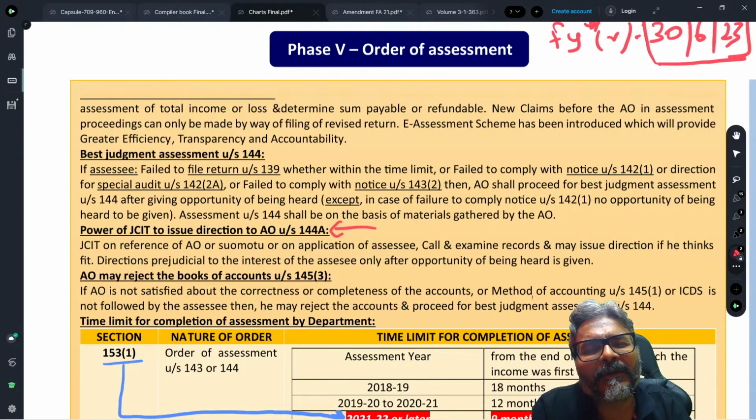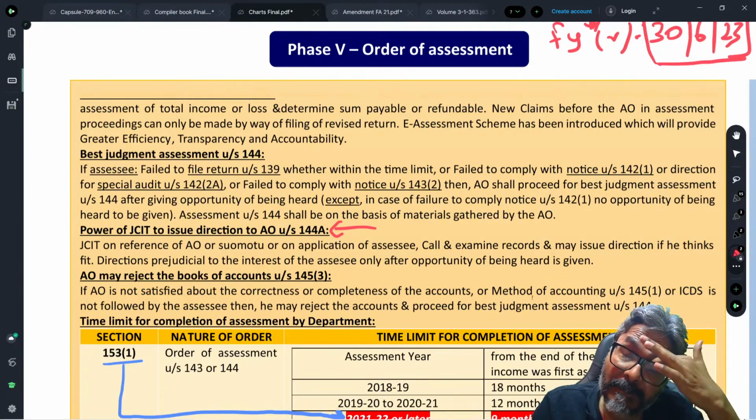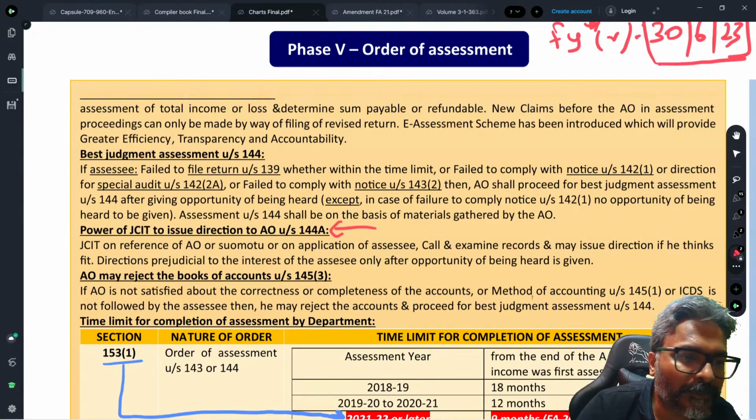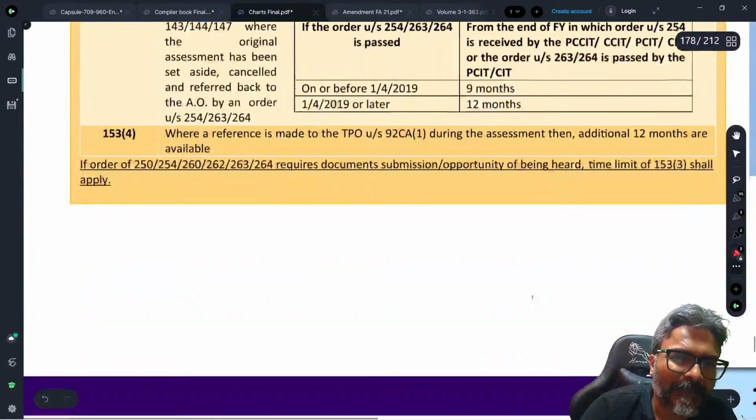Okay. Now, students, is the direction given by the JCIT binding on the assessing officer? The answer is yes, it is binding on the assessing officer. So be very careful on this particular point about the direction.